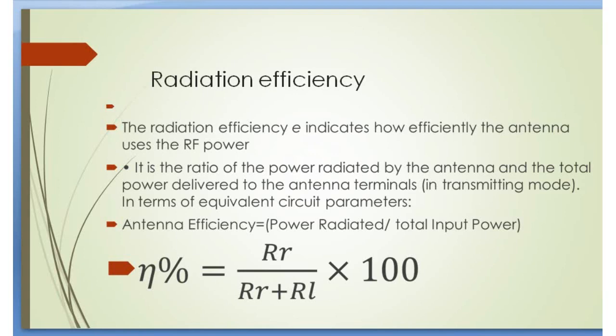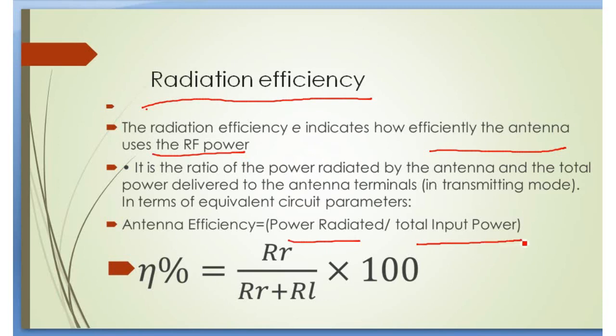Now, next task is to calculate the efficiency of the system. Now, in our example, the efficiency we have to calculate for an antenna. Now, what is the efficiency for antenna? It is nothing but your radiation efficiency. So radiation efficiency indicates how efficiently the antenna uses the RF power. The formula is power radiated divided by total input power.